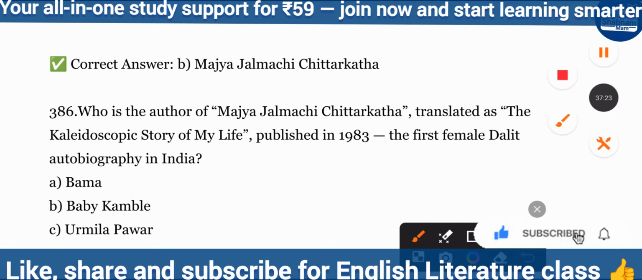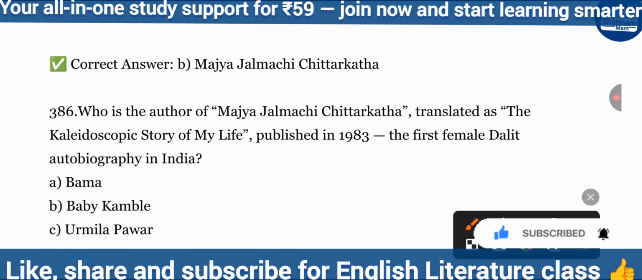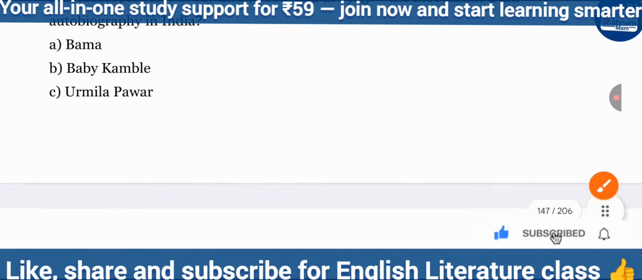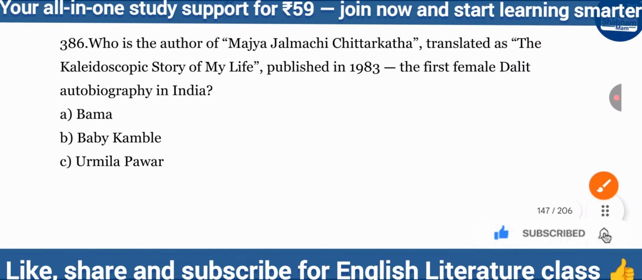I think this is the repeated one, no? No, not repeated. You have to guess the author now. The question about the work is the same, but now you have to guess who is the writer. Who is the author of Majya Jalmachi Chitrakatha, translated as the kaleidoscopic story of my life? Actually, I intentionally put this question because in June 2025, a lot of people were confused, even myself. Published in 1983, the first female Dalit autobiography in India. It's Bama, Baby Kamble, Urmila Pawar, or the last one, Shantabai Kamble.